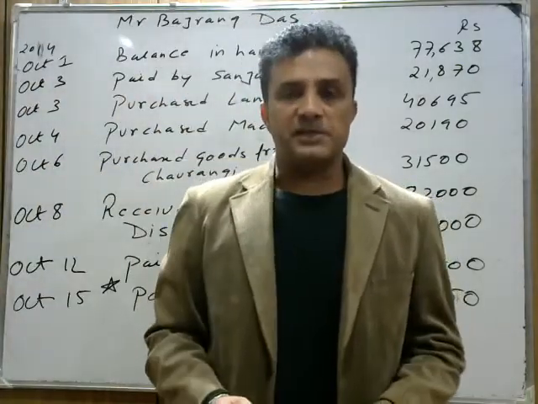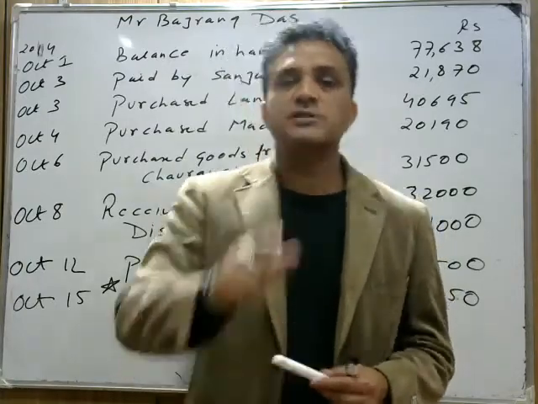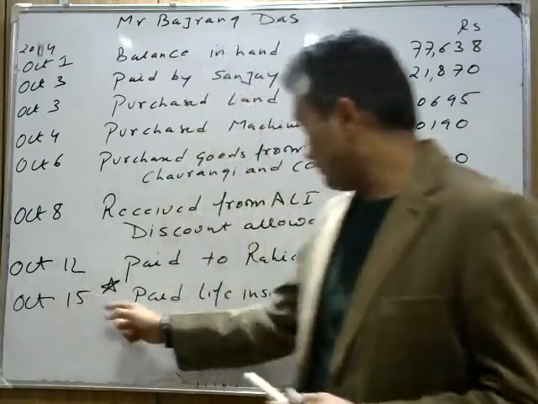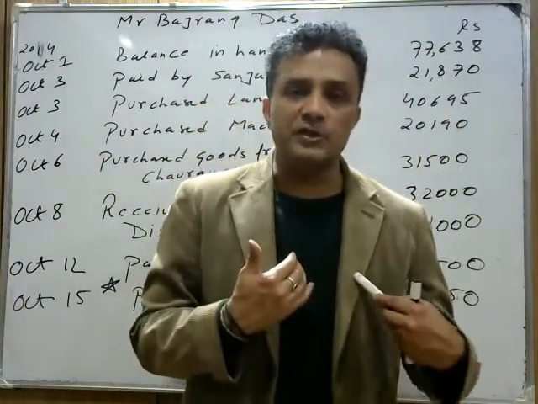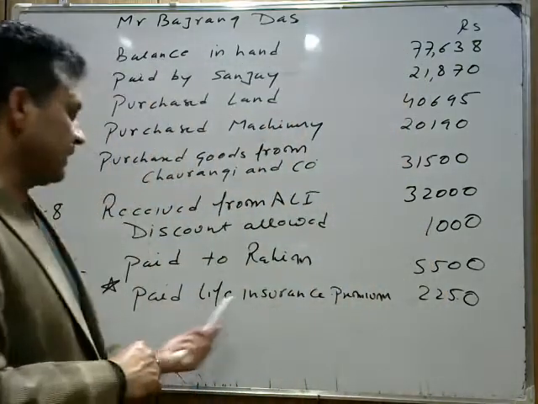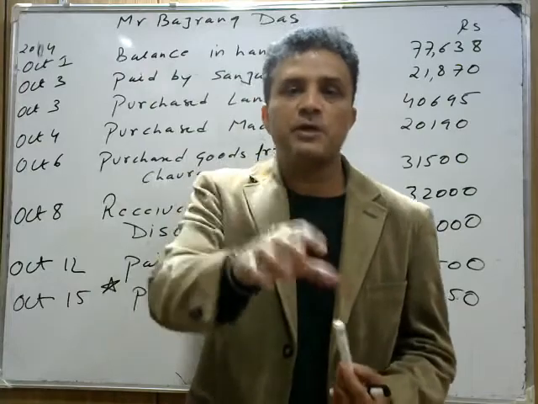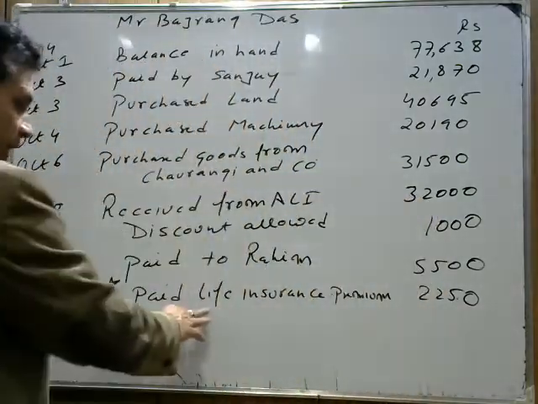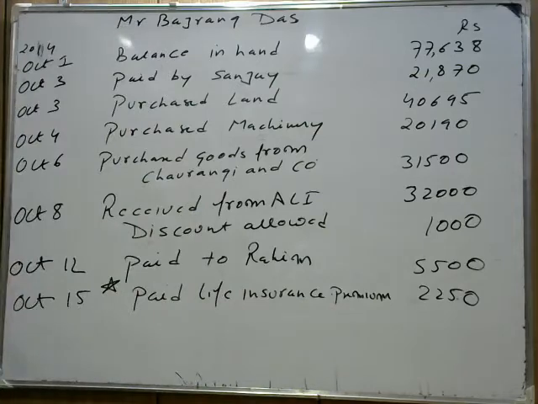If the owner pays his own life insurance premium from the business money, this is a drawing. If he pays an insurance premium for the business, that's another matter. But he pays for his life insurance premium, not for his employees. It's mentioned here, paid life insurance premium. So that's a drawing. I mean, he utilized the business money for his personal use. Okay? So please mention this thing. I make a star over here so that you can understand it.